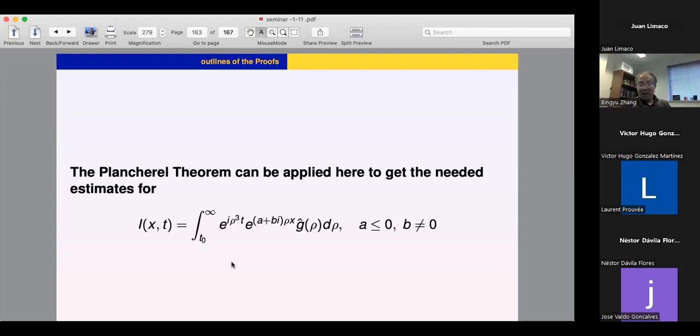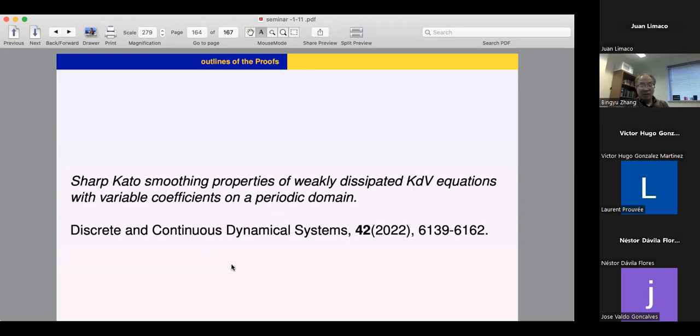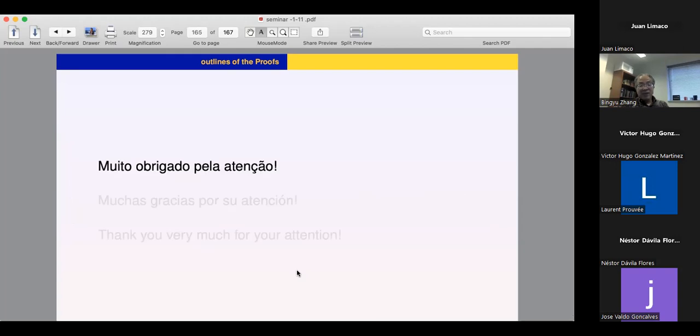You can find all the details in our paper, which appeared recently: the sharp Kato smoothing property of weakly dissipative KdV equations with a variable coefficient on a periodic domain. It's a discrete and continuous dynamical system. All right, so that I can end my talk. Thank you very much for your attention.